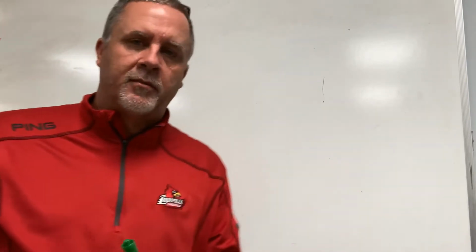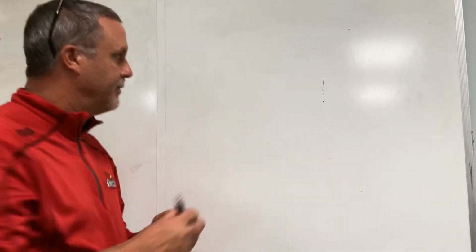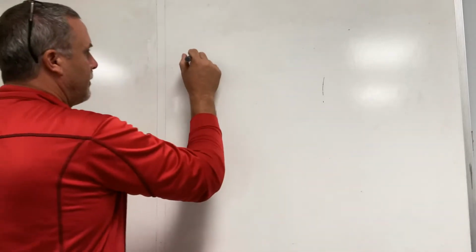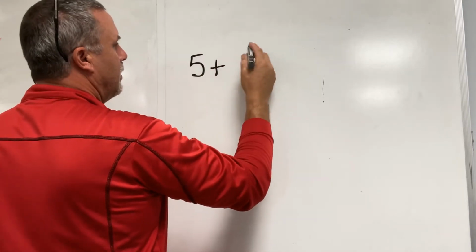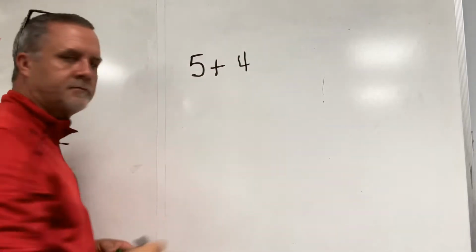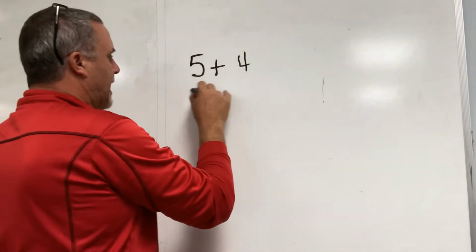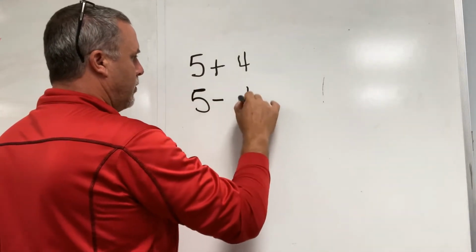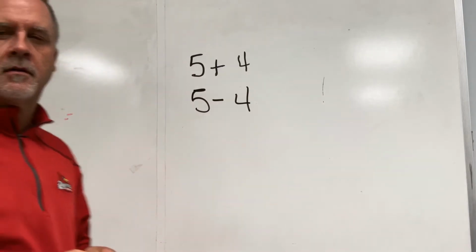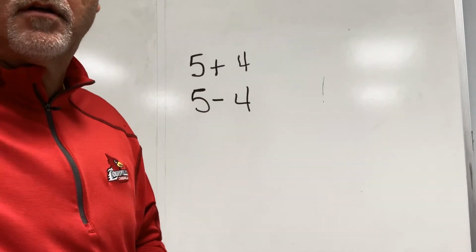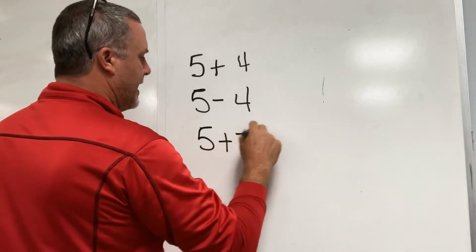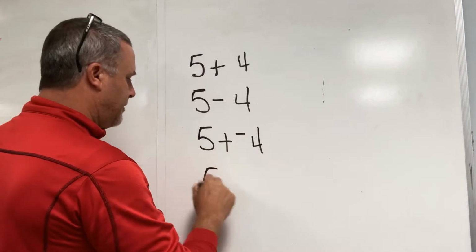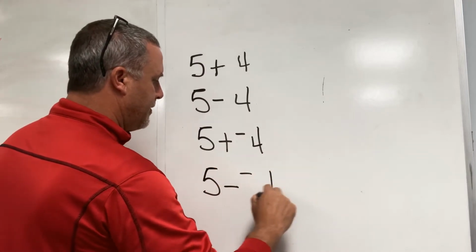So I'm going to use the same problem over and over. I'm going to write 4 different problems on the board. I just want you to pay attention to what happens. So first I'm going to write 5 plus 4, 5 minus 4, 5 plus negative 4, and 5 minus negative 4.